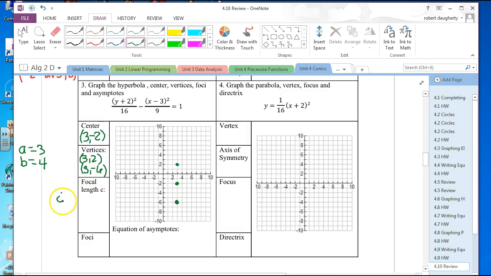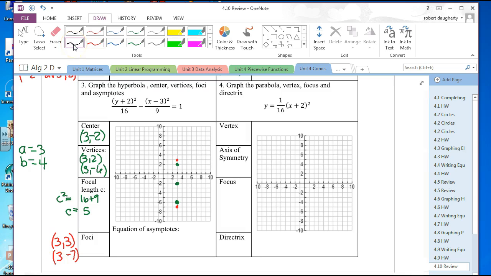And the focal length, c squared, is equal to a squared plus b squared. c squared is equal to 25, so c is equal to 5. So to find those foci, it's going to be 5 away from this. 1, 2, 3, 4, 5. So those 2 points for the foci are at 3, 3, and 3, negative 7. And I know enough to graph this now.